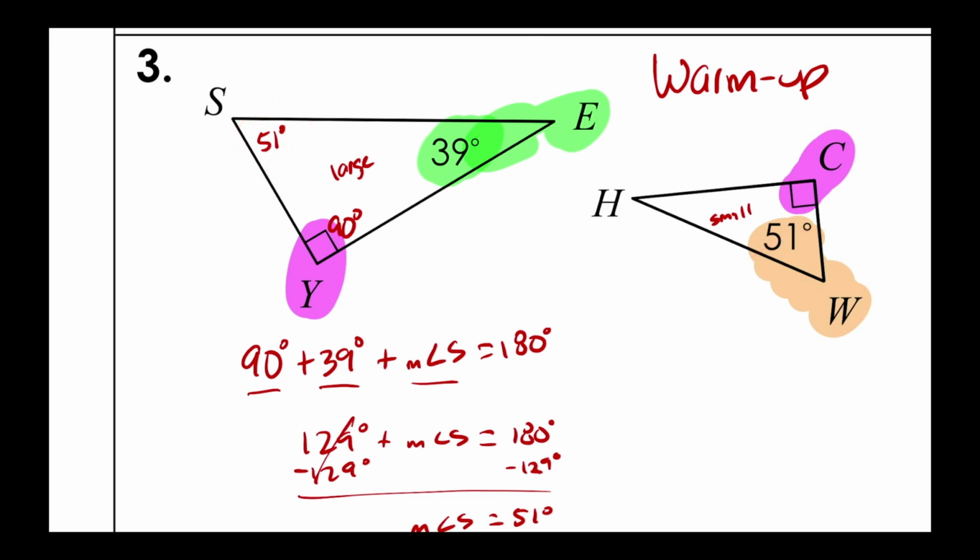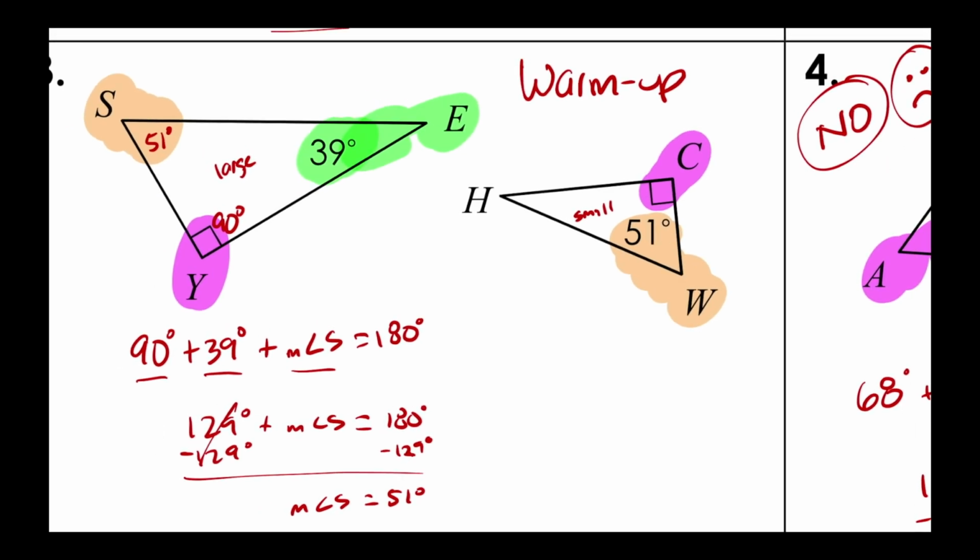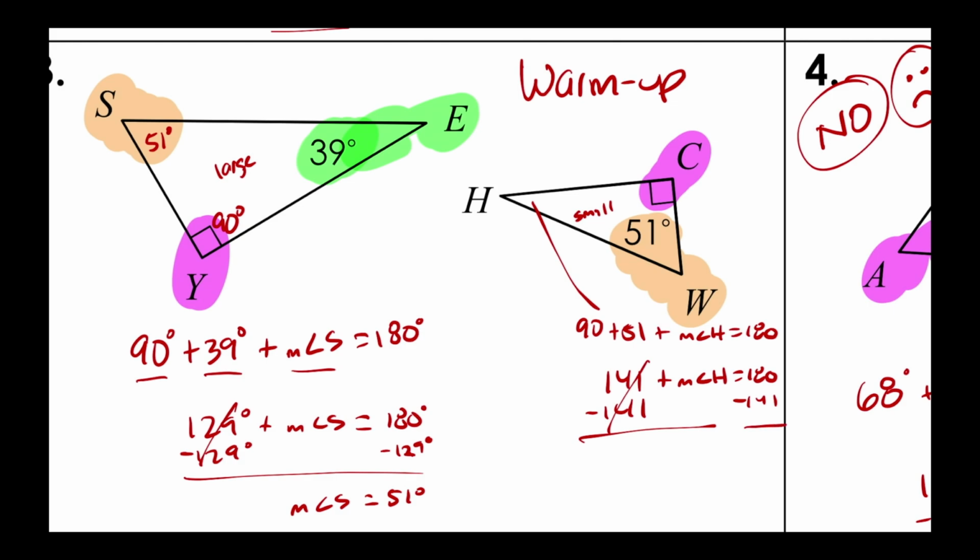That matches W. So I can color that orange. And so now that means if I figure this out, 90 plus 51 plus the measure of angle H equals 180. 90 and 51 is 141, plus the measure of angle H equals 180. So if I subtract 141 from both sides, I get the measure of angle H is 39 degrees. So this is 39 degrees, which matches E.